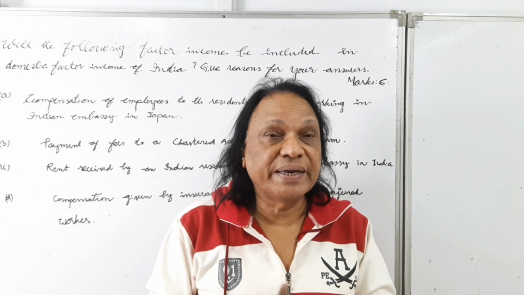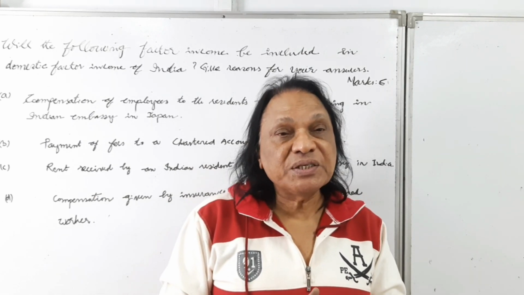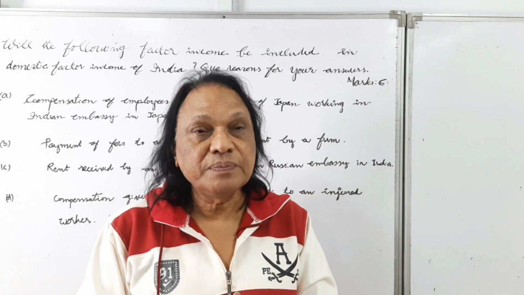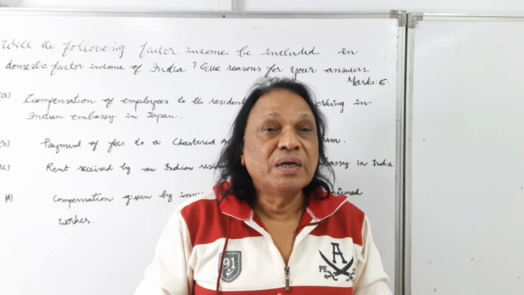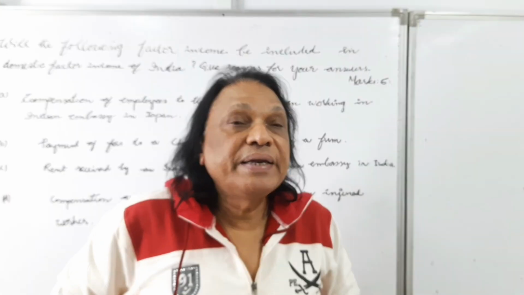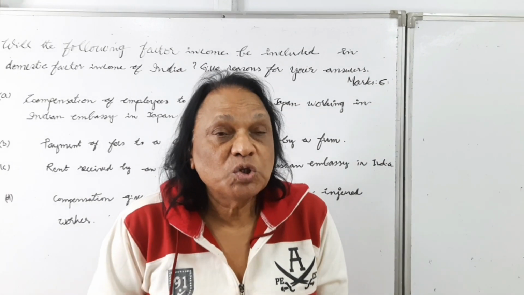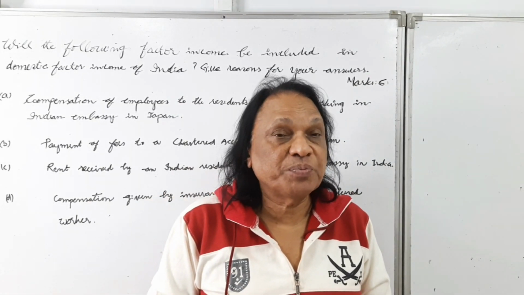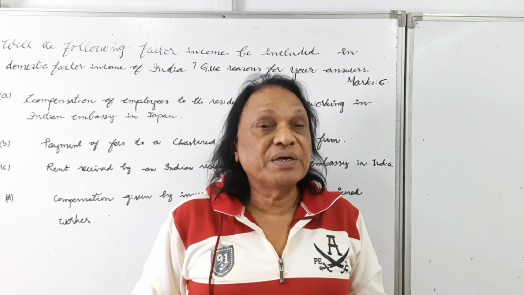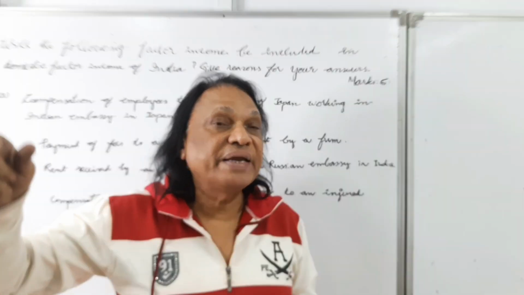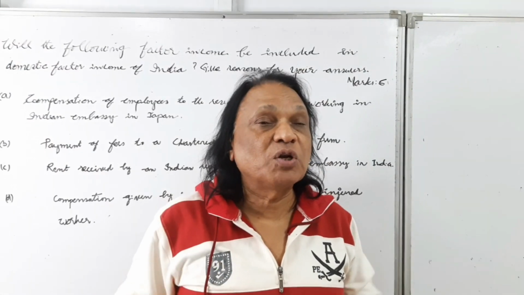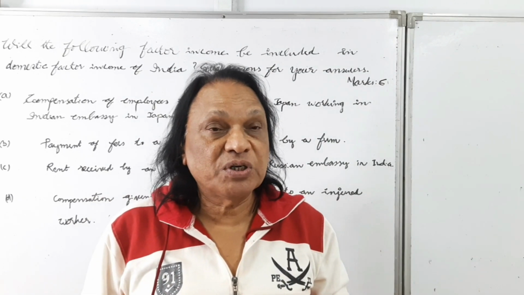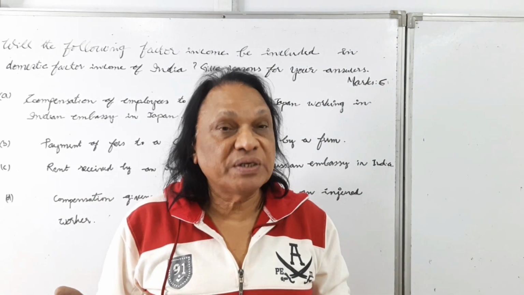However, it should not be included in national income, because Japanese working in Indian embassy in Japan are not the normal residents of the country. Same way, an analogy I'll give you: Indians working in American embassy in India, should we take their income in the domestic income of the country or domestic product? No, it should not be included, because American embassy in India is a part of the domestic territory of USA. We should not take it.